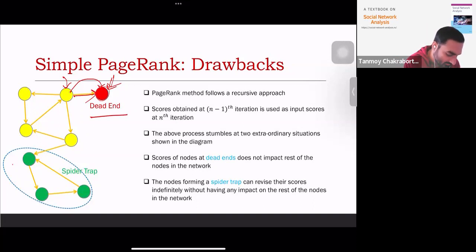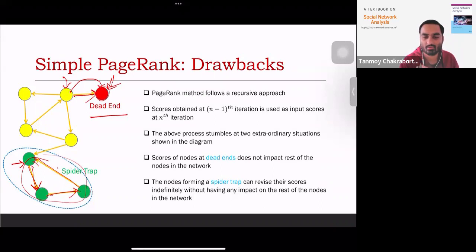Let's assume that you are currently at this node, the random walker. So the random walker would move through this link, then from this to this, from this to this, this to this, and this to this. So he keeps on looping around these three nodes again and again. This is called a spider trap. When a random walker gets trapped in a dead end or spider trap, he gets stuck, right?